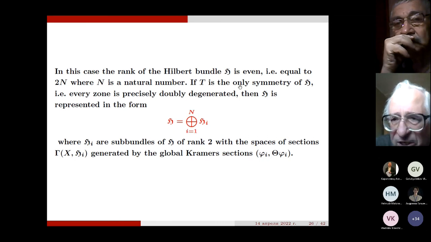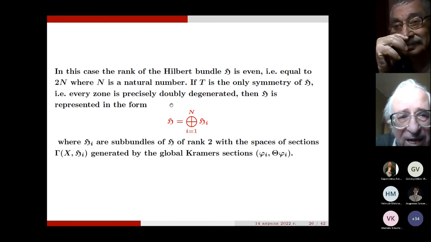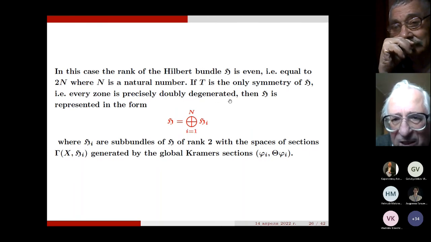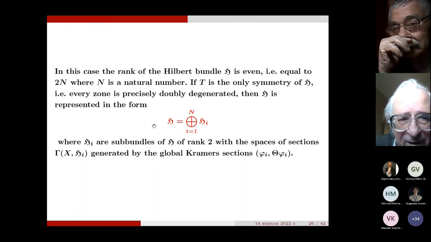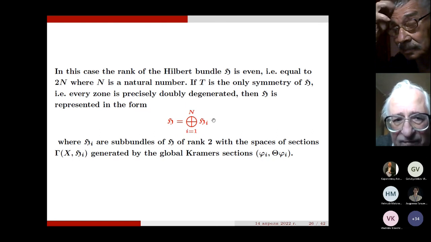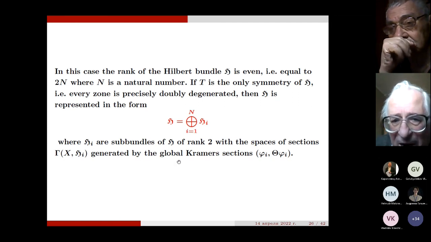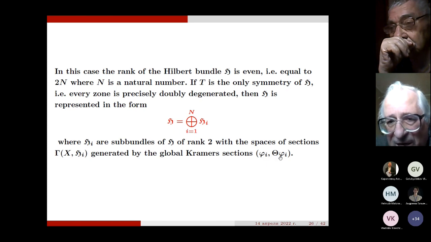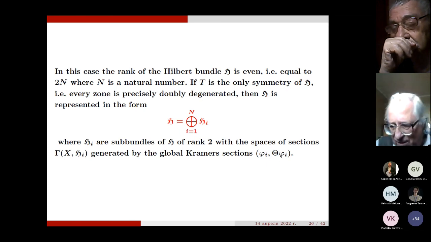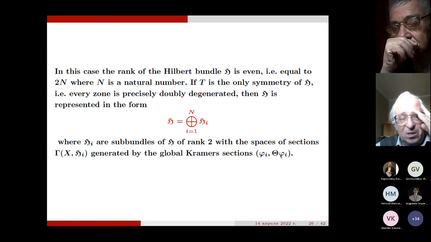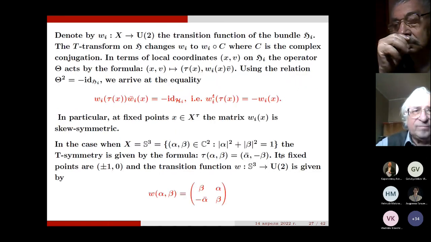If T is the only symmetry of our H, that is, every zone is precisely doubly degenerate, then H is represented as the direct sum of subbundles Hi of rank 2, with a space of sections generated by the Kramers sections phi i and theta phi i. So this is the structure of the Hilbert bundle of our insulator.